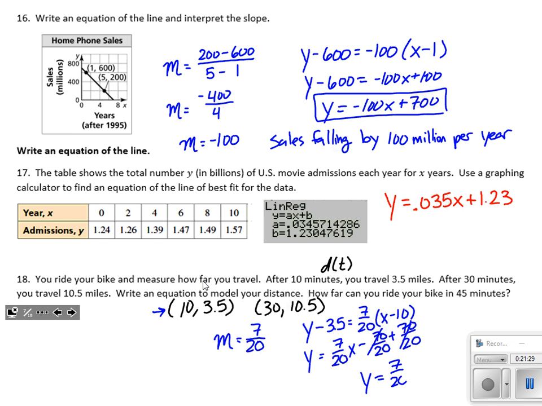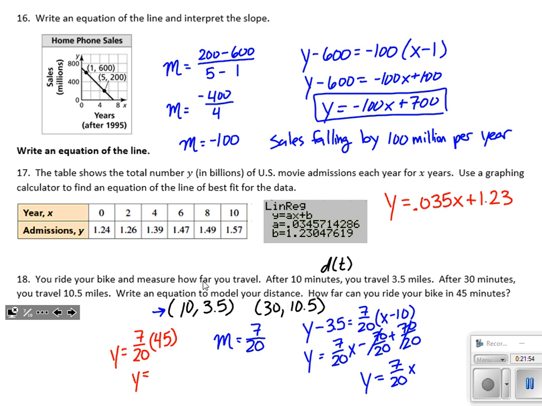And that makes sense, really, now that I think about it. Our y-intercept should be 0 because after 0 time has gone by, I will have traveled 0 distance. Then to finish the question, how far can you ride your bike in 45 minutes? Well, to answer that, I'm going to take y equals 7 over 20 times 45.